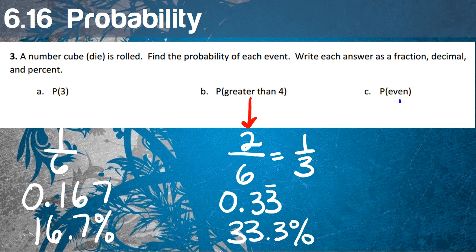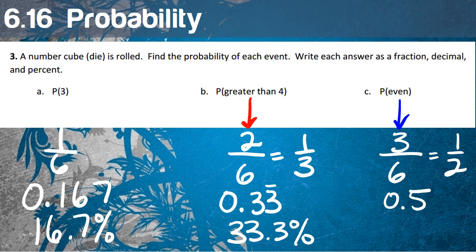So let's do the last one, even. We know that there are 6 total. For the probability of an even number, there's 2, 4, and 6, so there are 3 chances there. That simplifies to 1/2. So you have a 0.50 decimal, or a 50% chance of rolling an even number.